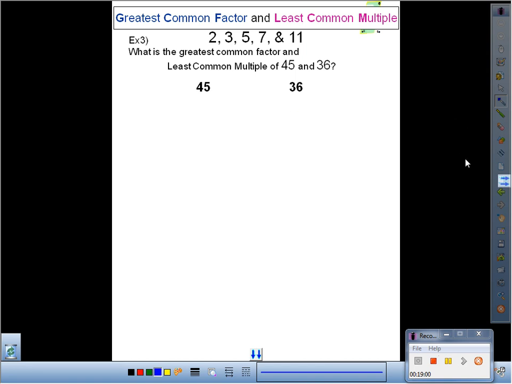Okay, let's see. I'm going to start with 45. Which one of these divides evenly into 45? 5 times 9, and the 9 is 3 times 3. So this is 5 times 3 times 3.